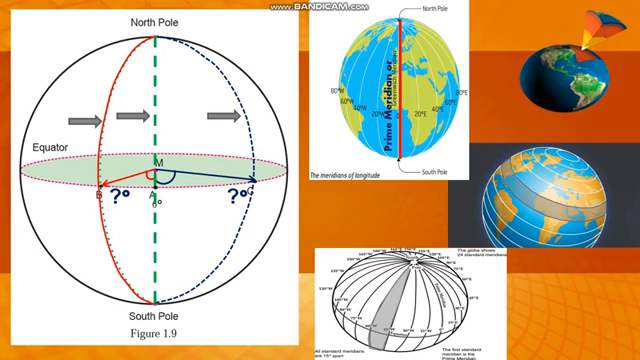This Greenwich meridian or prime meridian divides the globe into two parts, the western hemisphere and the eastern hemisphere. There are a total of 180 meridians in the western hemisphere and 180 meridians in the eastern hemisphere.